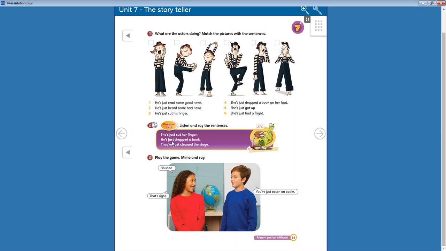Look at this exercise number 2. It's about grammar focus. We have here 3 sentences, and they are presenting another tense, which is present perfect. So listen, I give you the audio. I have to listen to these sentences and say them, and we will move to the explanation, inshallah.